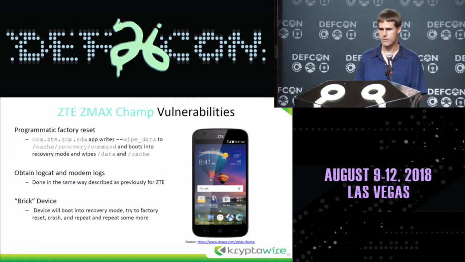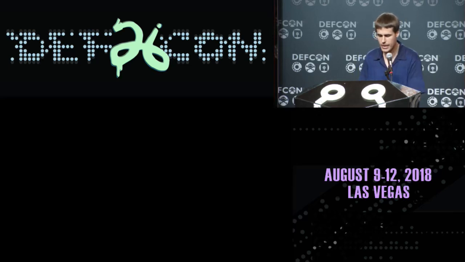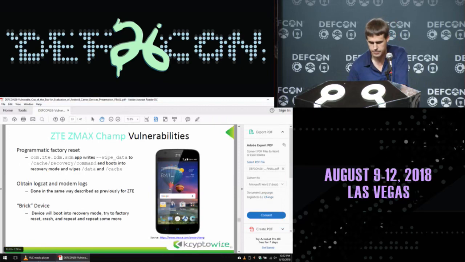And if you have just the standard zero-permission third-party app, with a standard template with all the callbacks, you can make this device non-functional with essentially one line of code by sending a broadcast intent to a specific app, and we have a video showing that.